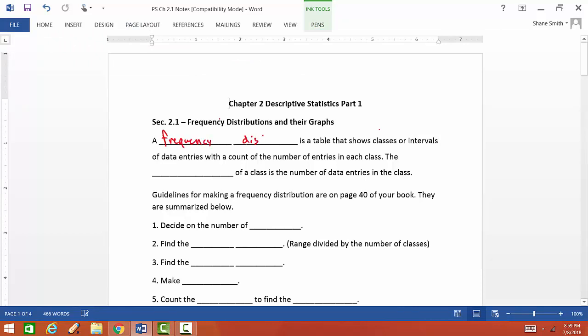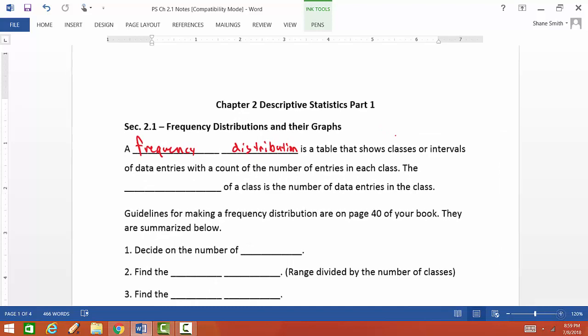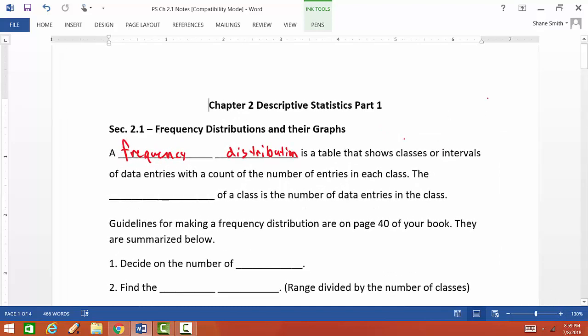And a frequency distribution is a table that shows classes or intervals of data entries with the count or number of entries in each class. And the frequency, f, is the symbol we use to denote the frequency of a class, which is the number of data entries in the class.